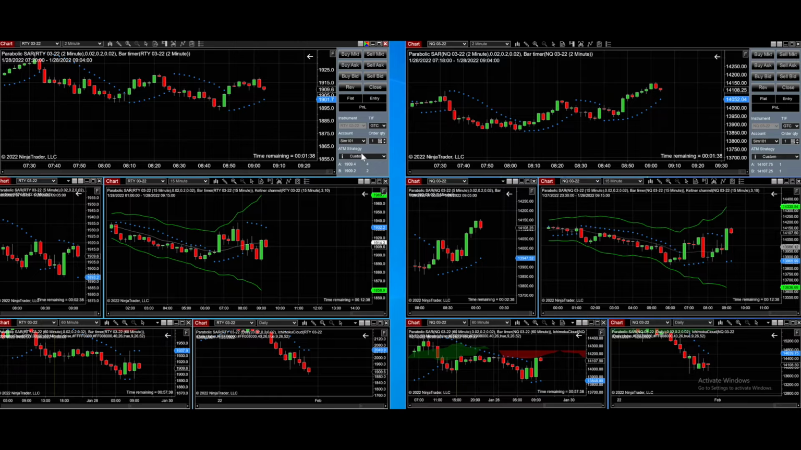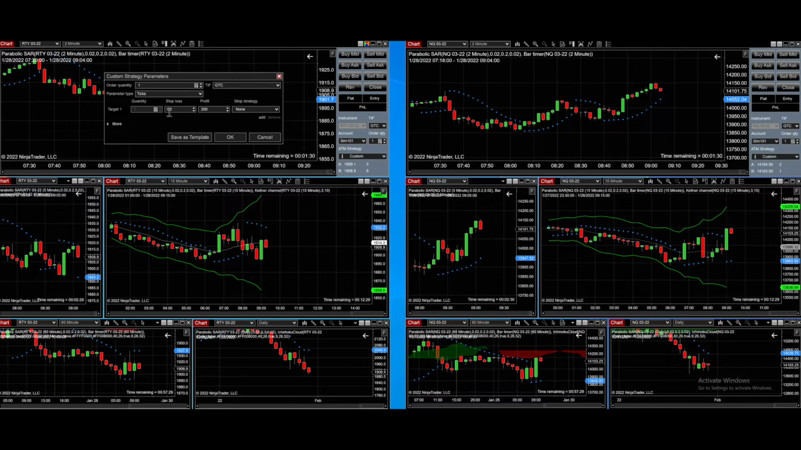But here's how simple it is. You can pick an ATM strategy, which is basically like an OSO. If I want to edit that, here's how I would set it up. And this is per tick. So remember on the Russell, each tick is $5, same as the NAS. So a stop loss of 30 would be $150, which is my typical stop. And profit target I just have set as 200. That would be $1,000 profit.